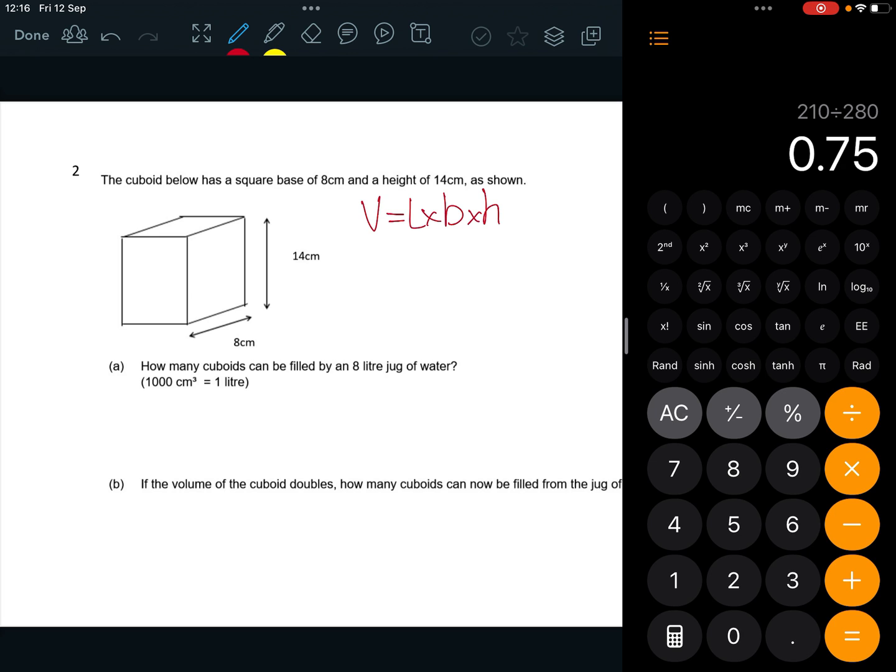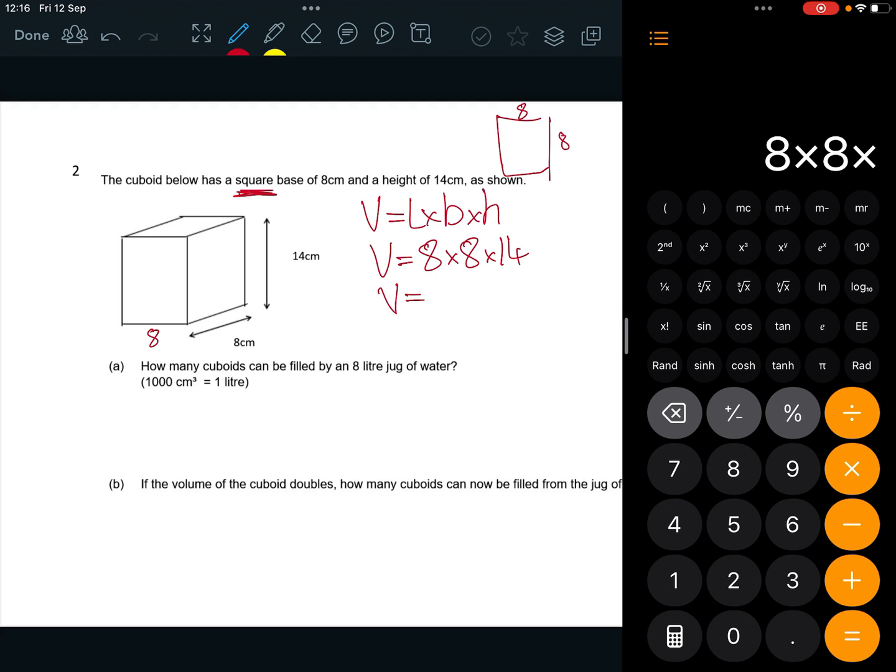And this bit's important. It says it's a square base, and you know if it's a square, all sides are the same size. Okay, so if that's 8, that's going to be 8 as well. So all you do there is you just multiply 8 times 8 times 14. Okay, you can multiply it in any order you want. That's 8 times 8 times 14. Now that gives you the volume.